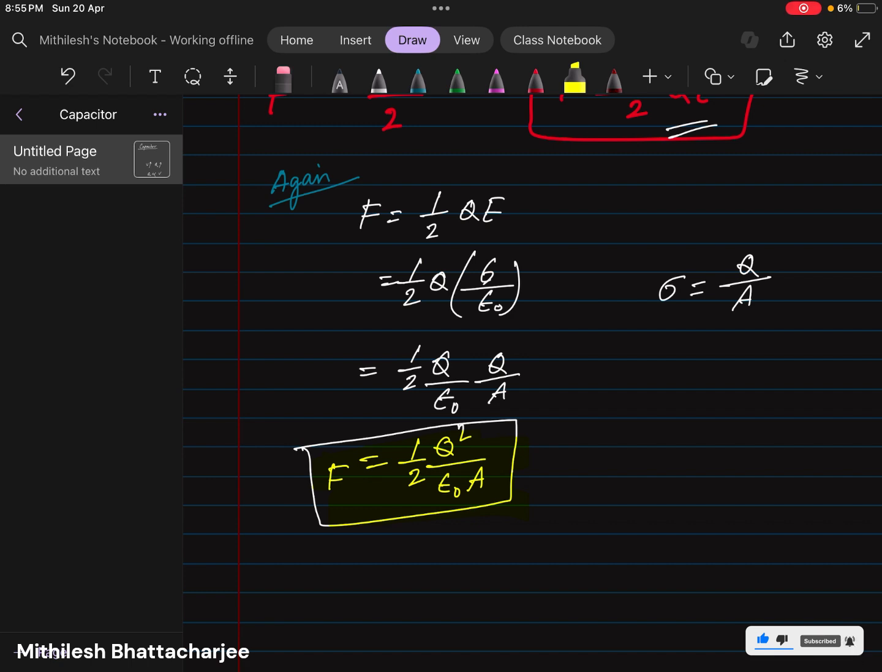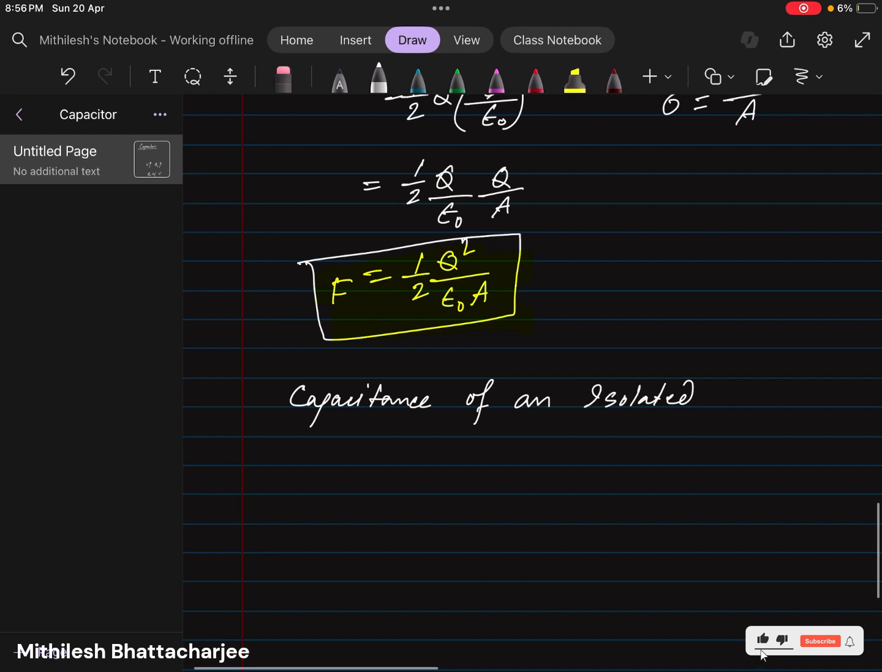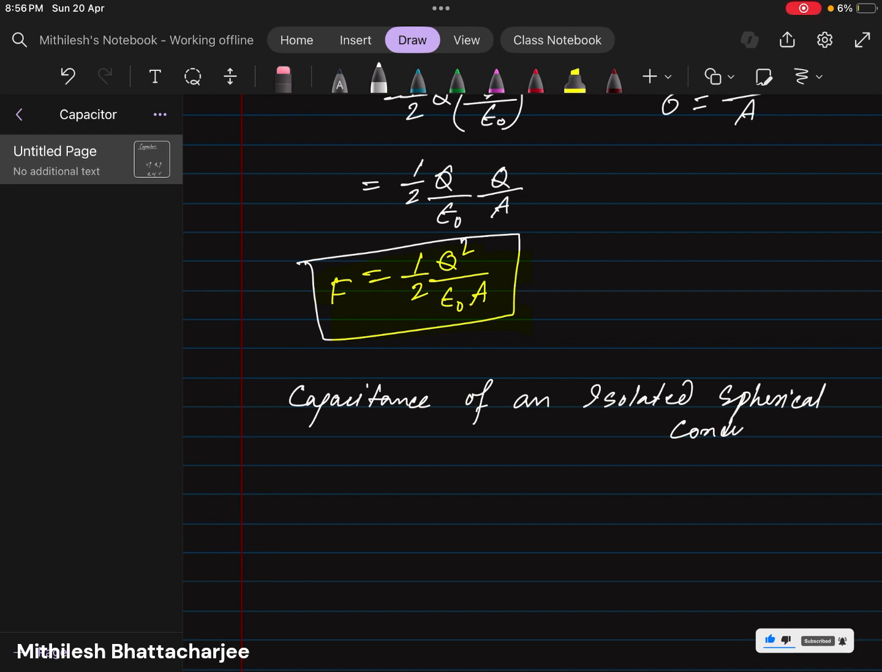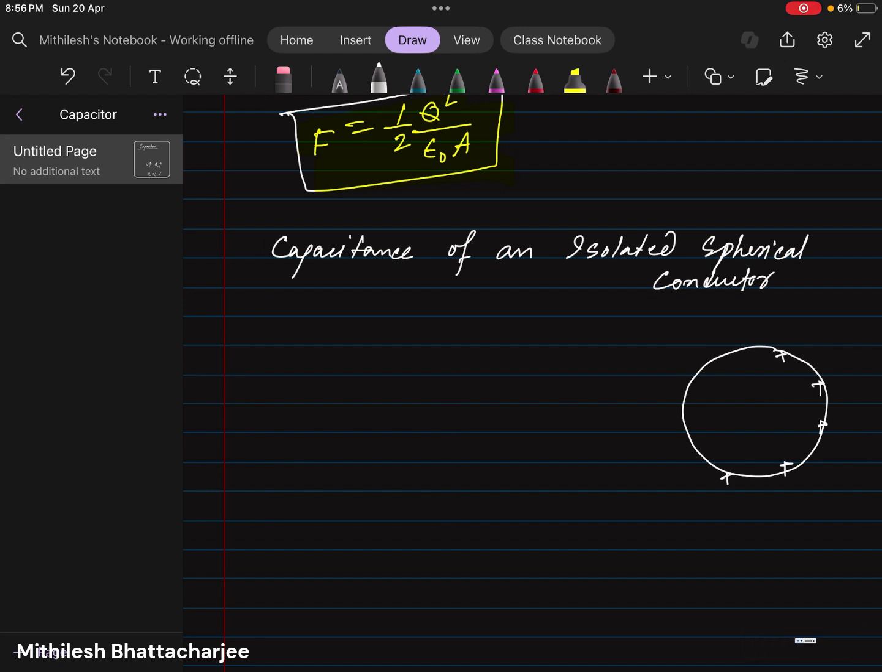Fine? Now the next topic is capacitance of an isolated spherical conductor. It is easy. See, this is the spherical conductor. This is the charge and the radius is R.